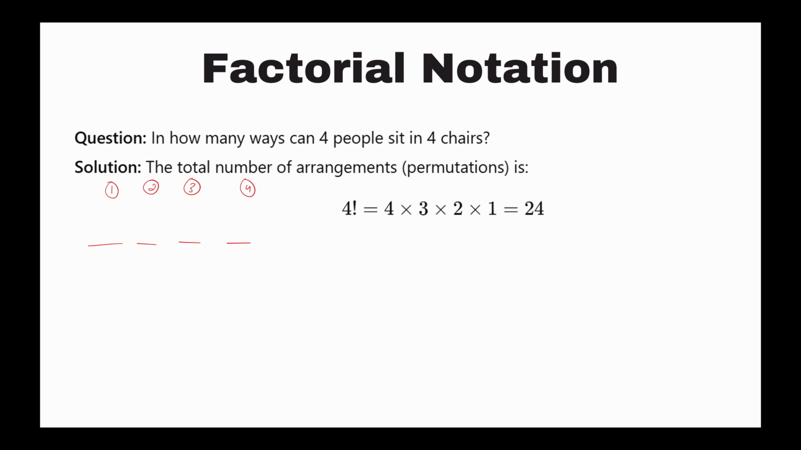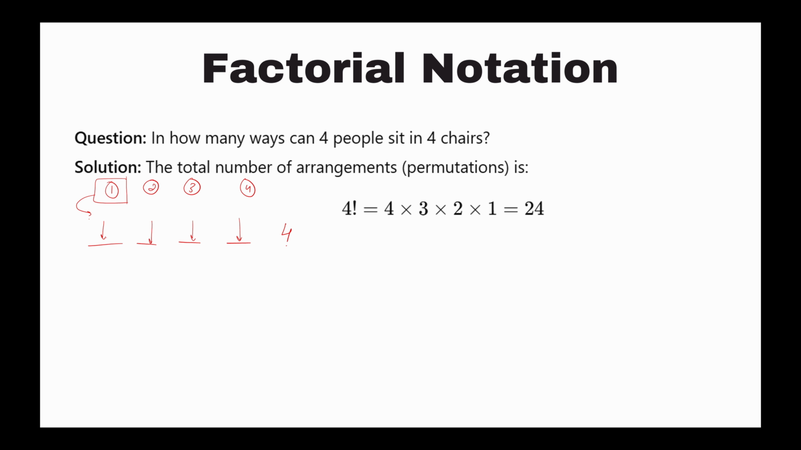Now let me do it one by one. Let's say I've chosen the first person. Now what are the ways in which I can make him sit in these 4 chairs? Either he can sit in this chair, or this chair, or this chair, or this chair. So there are 4 ways in which he can sit. So 4 becomes 1 here.